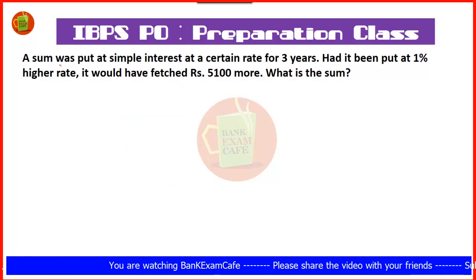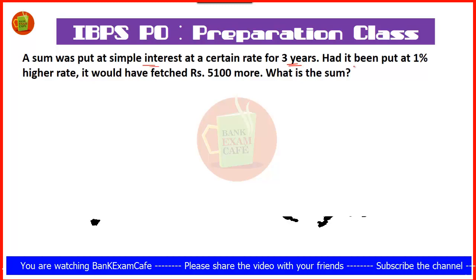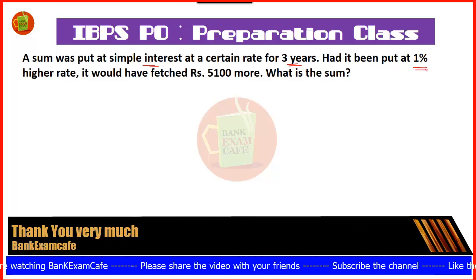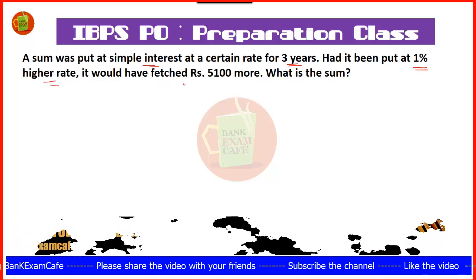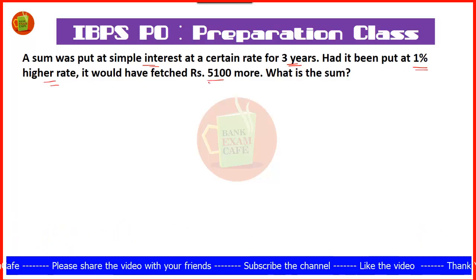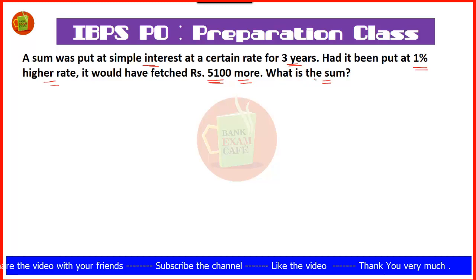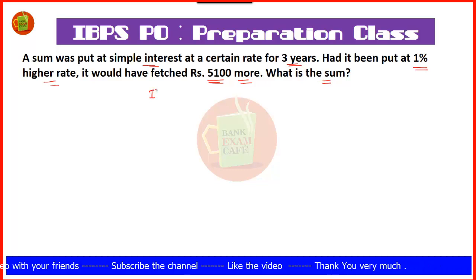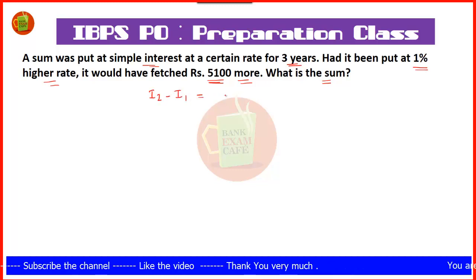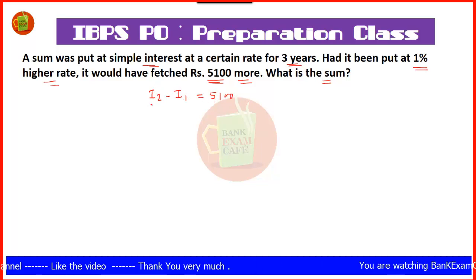The next question is, a sum was put at simple interest at a certain rate for 3 years. Had it been put at 1% higher rate, it would have fetched rupees 5,100 more. What is the sum? Here it is given that the simple interest in second case minus simple interest in first case is equal to 5,100 rupees. So we will calculate the simple interest in the first case.